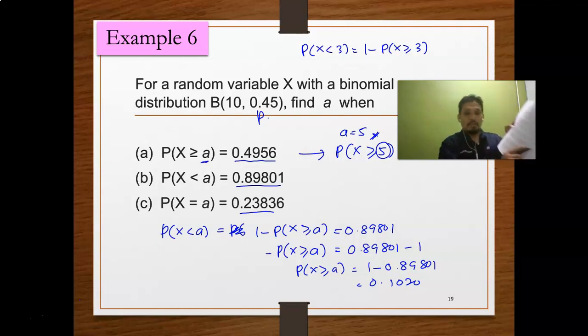0.1020 refers to this one here where r equal to 7. Okay, then for this one here, a equal to 7, the probability of x greater than or equal to 7. So you find that its value is 0.1020, the probability. Okay, so you try this by yourself here.